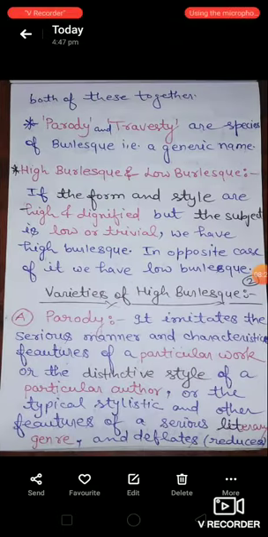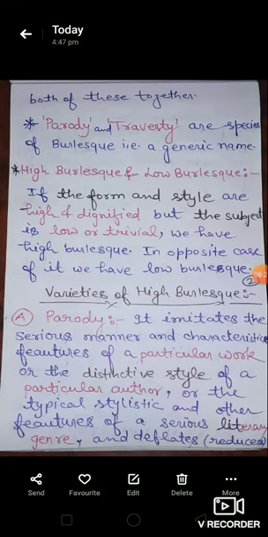Now, when we talk of burlesque, we'll have to know its classification. If we are unable to identify different burlesques, we generally use the terms very interchangeably. For example, we talk of burlesque, parody, travesty in the same manner.